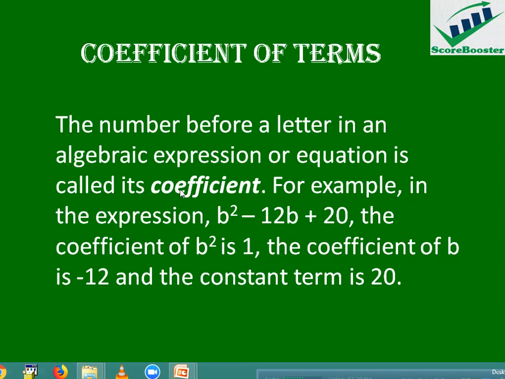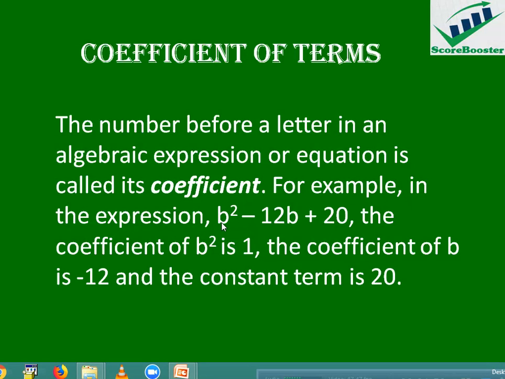Now, from the definition, they said the number before a letter in an algebraic expression or equation is called its coefficient. So the number before b squared is the coefficient of b squared. The number before b, together with the sign in front of it, is the coefficient of b. And then the number that is free of any variable, that does not have any variable multiplied to it, is the constant term. So now, the coefficient of b squared, it is only 1 that is in front of b.